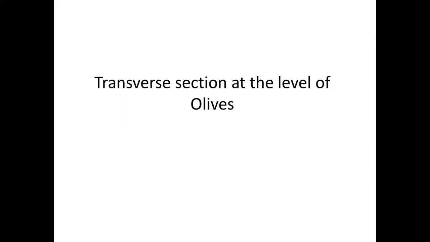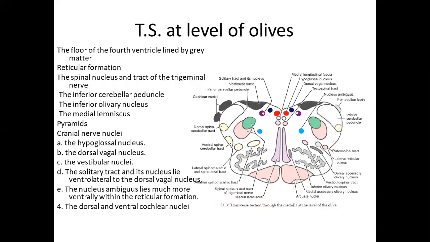So hello students. Now I'll continue with my session of the internal features of the medulla oblongata. So we will now be discussing the transverse section at the level of olives. The olives are the prominences between the anterolateral and the posterolateral fissure produced by the inferior olivary nuclear complex.